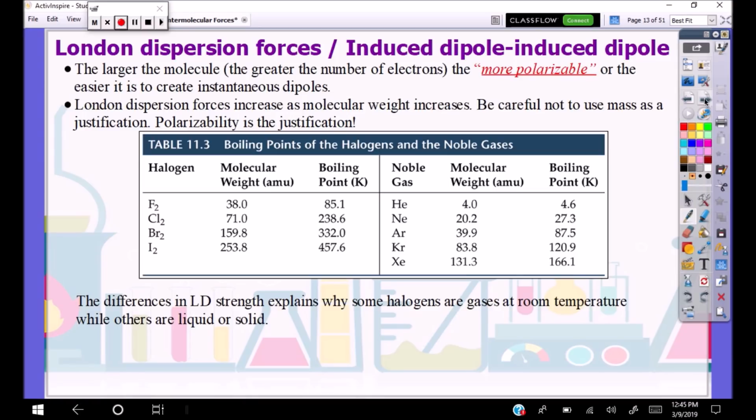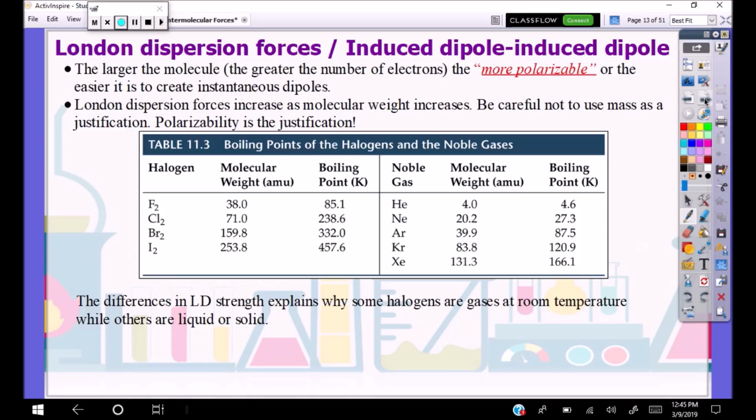The larger the molecule, the greater the number of electrons, like I said before, and we get something that's more polarizable. That is the official recognized language that the AP graders are going to look for. If something is more polarizable or has a greater polarizability, then it can have a stronger London dispersion force. So London dispersion forces increase in strength as the molecular weight increases.